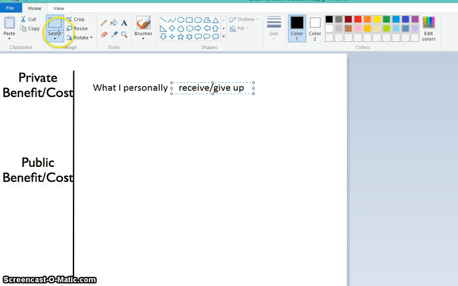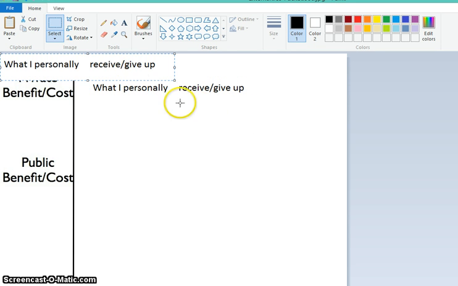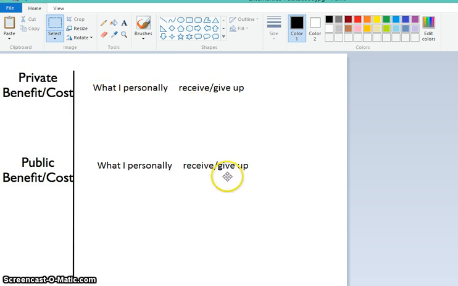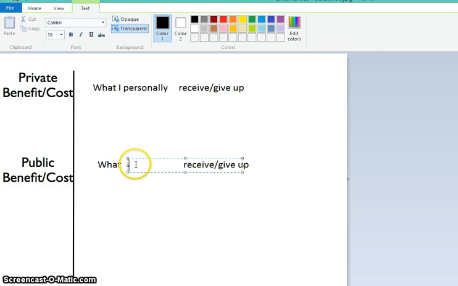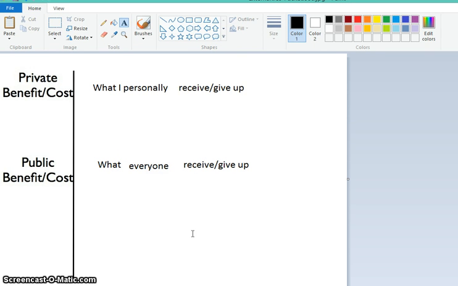Now, public costs are virtually the same. I'm going to just copy and paste this here. The only thing I'm going to change is, instead of what I personally receive or give up, I change this now. It's not me personally, but what everyone in a society gives up or receives. Okay? It's not just about one person.